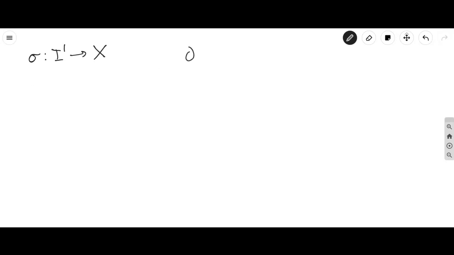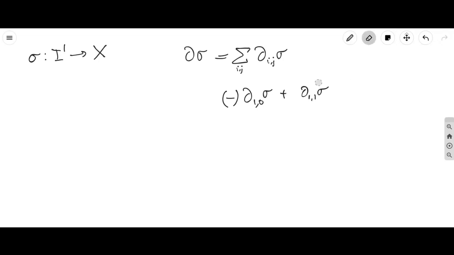Then what would be the boundary of sigma? You would take the sum over all i and j of this. The problem, of course, is you only have one coordinate. It's just a single variable. So you would have boundary 1, 0 sigma, that should be with a minus sign, and the other one should be plus boundary 1, 1 sigma, because there's only one coordinate, whereas the endpoints are 0 or 1.